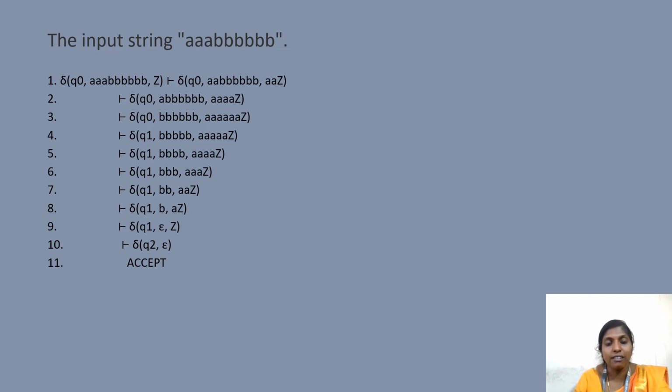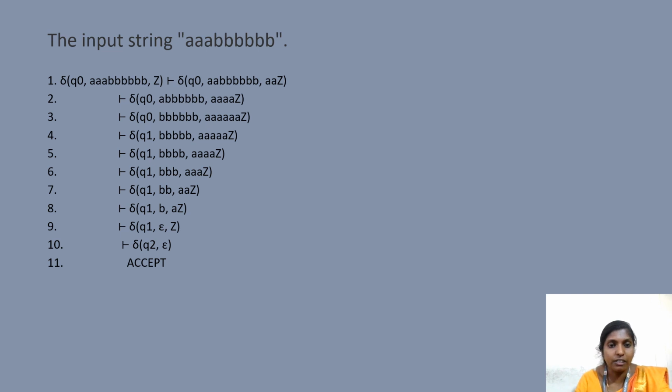While we read a single character A, two A's are pushed into the stack. After all the A's are pushed into the stack, we have to read the B's. B means the next transition node, that is Q1, comma, BBBBBB. Whenever we read a single B, a single A from the stack is popped. Initially we push A's into the stack, and while reading the B's, the A's are popped from the stack.